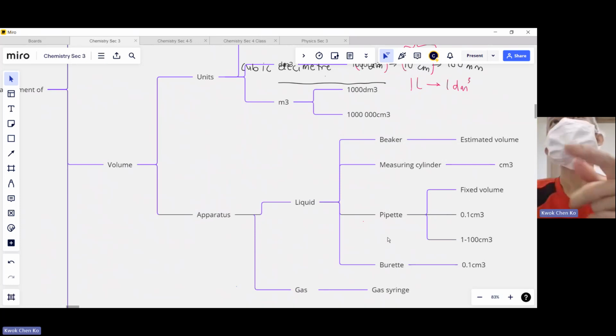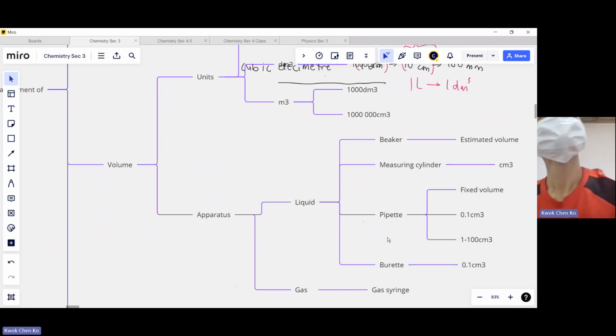So why is this important? Because if the question wants you to measure a volume of, let's say, 500 cm3, you cannot use a pipette. Okay, I won't say you totally cannot, because in real life, you know what you do? You do it 5 times. But for the exam, you cannot.